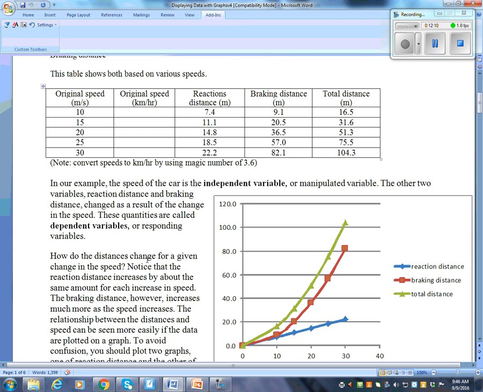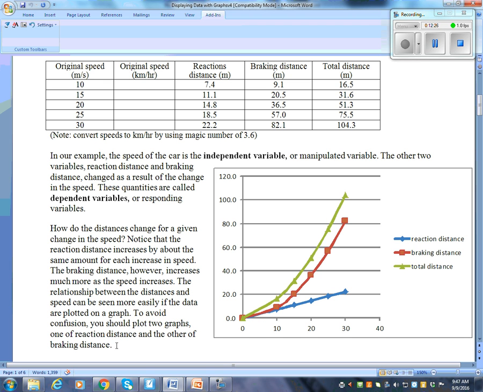The relationship between the distances and the speed can be seen more easily if the data are plotted on a graph. You can't tell me what kind of relationship it is just by looking at numbers, unless you're some sort of genius. To avoid confusion, you should plot two graphs, one of reaction distance and the other braking distance. And in fact, what I did was 3. Do you have that graph? You should have it, right?